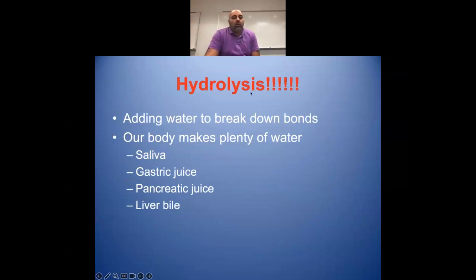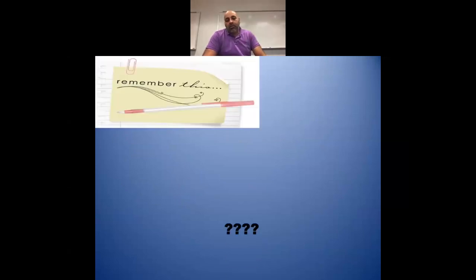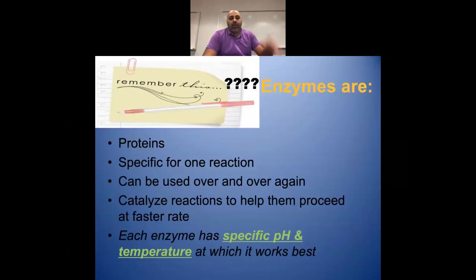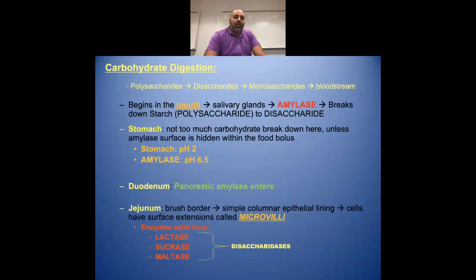So, hydrolysis. Lysis is rupture or break, hydro is water. There's water everywhere in our body, right? You'll see goblet cells all throughout the GI tract releasing mucus. Mucus is watery in itself, a water source. And we looked at what enzymes are the other day. You got that, I'm not worried about that.